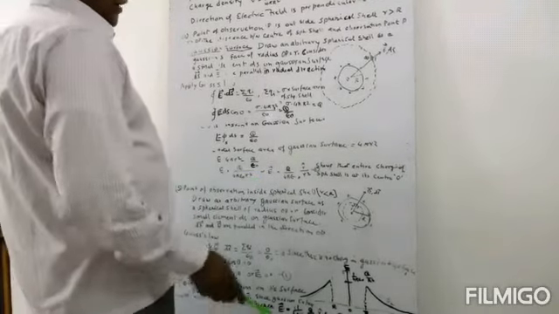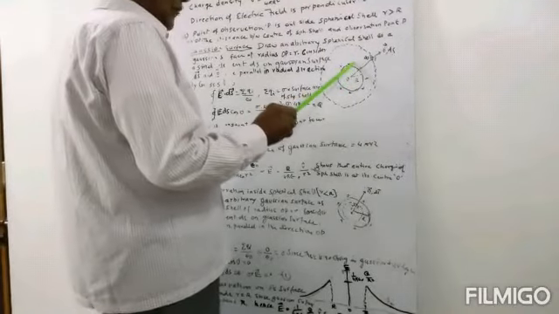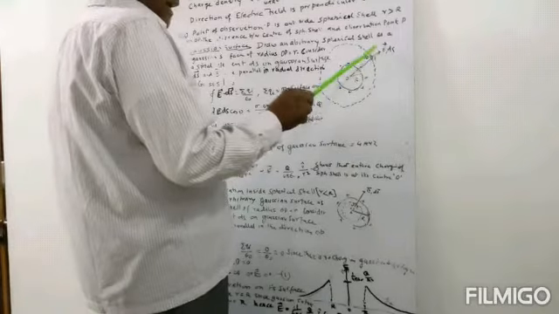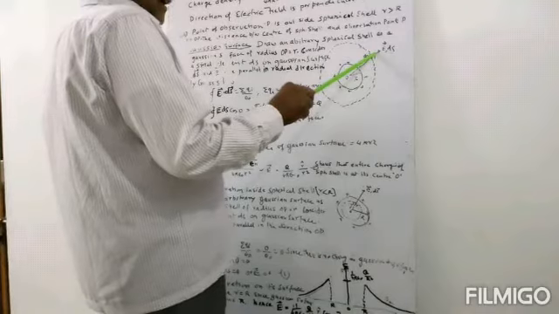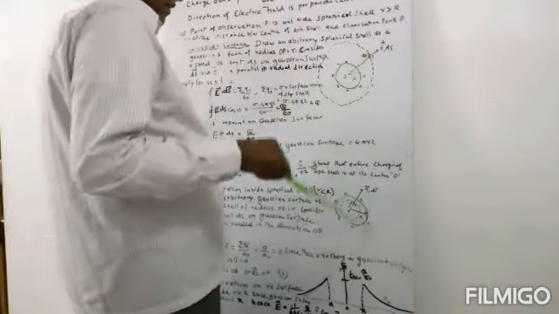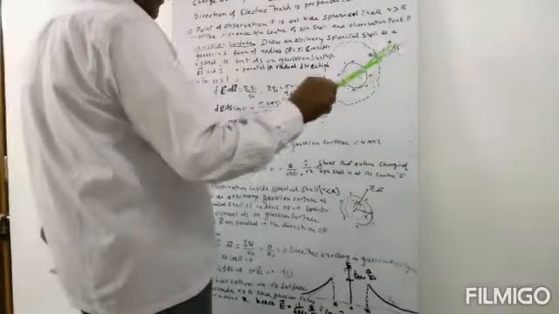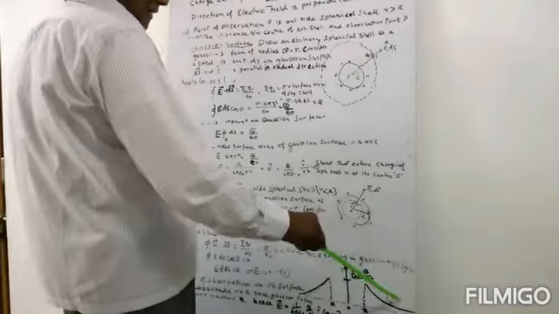So electrical field will be 0 inside here. The electrical field will be maximum on the surface and electrical field will be decreasing as we go away from the surface of the conductor. So we can plot, E will be proportional to 1 by R square. So we can plot a graph between electrical field and distance R.